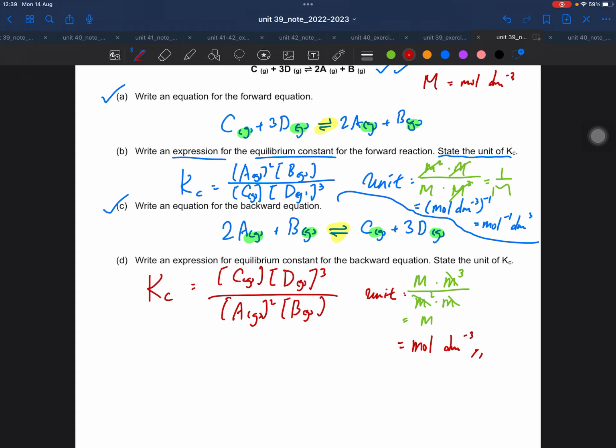So you can see, for the same reaction, if you study forward or if you study backward, they will have different values of Kc and different units. This is why you should include your chemical equation in your answer. Otherwise, no one will understand which equation you are talking about, forward or backward, right?